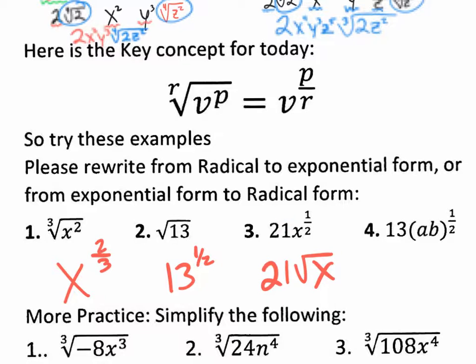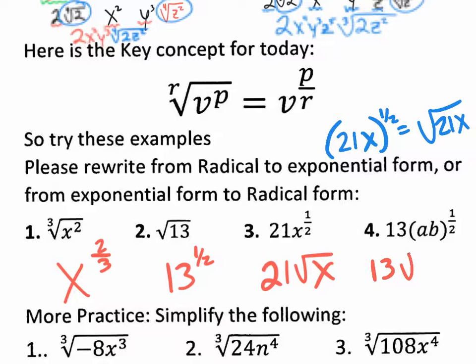Now it'd be a different story if I had 21x in parentheses to the power of 1/2. Then yeah, right there it would be 21x on the inside, because the whole thing is included in parentheses. All right. How about number 4? What's that one going to be? Is it 13 on the inside or the outside of the square root? Outside. On the outside. And on the inside of the square root, we have the AB. And that's it.